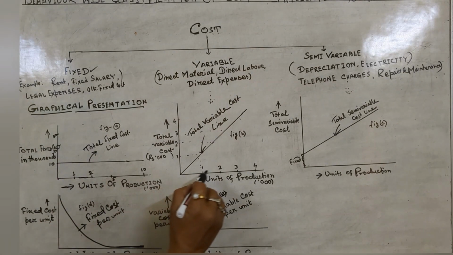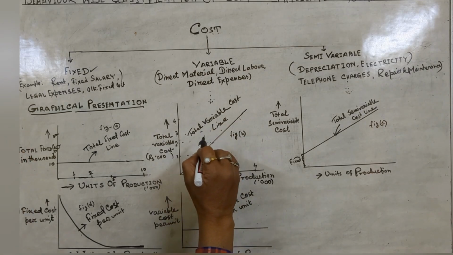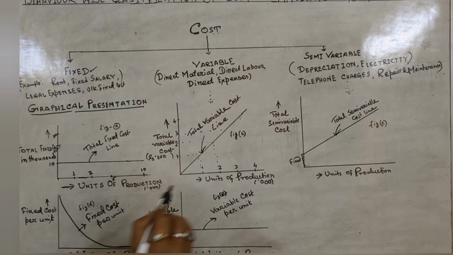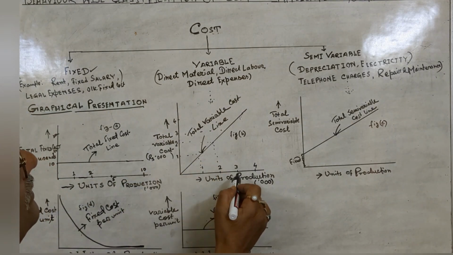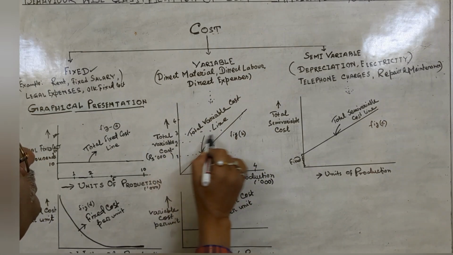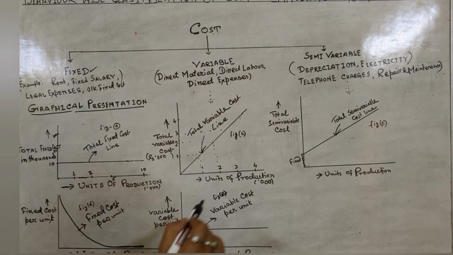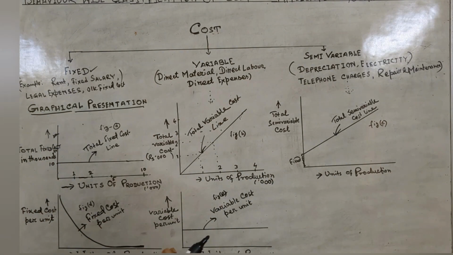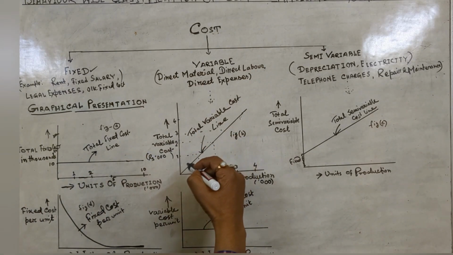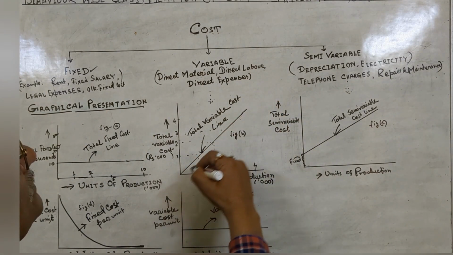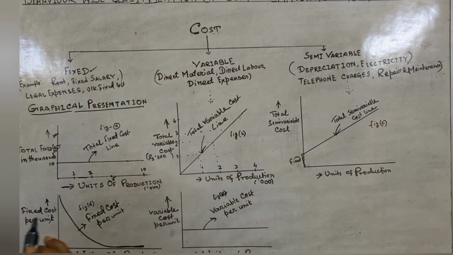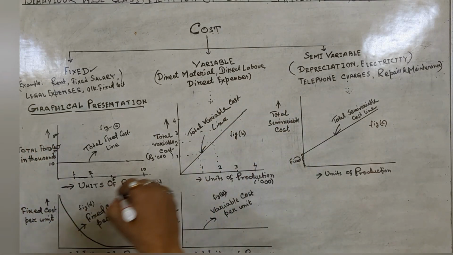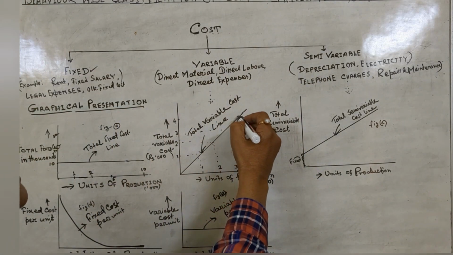That's why if you produce 2,000 units, proportionately the cost will increase to 2,000. If you produce 3,000 units, then again proportionately the total variable cost will be 3,000. In this way, if you produce 4,000 units, then the variable cost will be rupees 4,000. And that's why the line is passing through the origin, and proportionately the line is increasing. So this is the variable cost line.